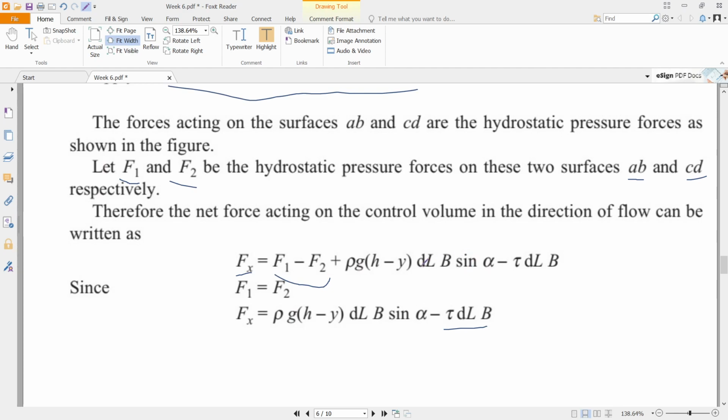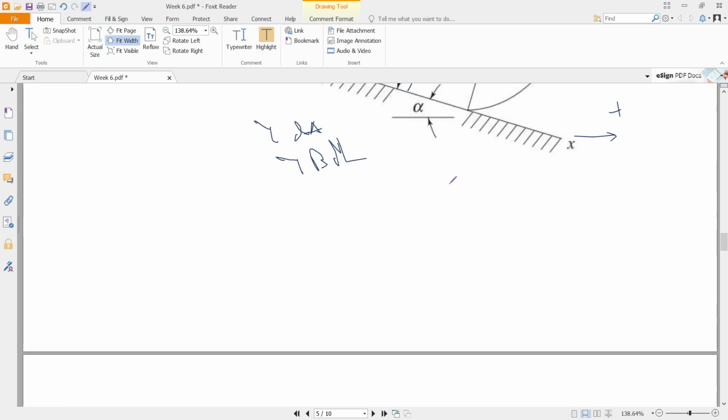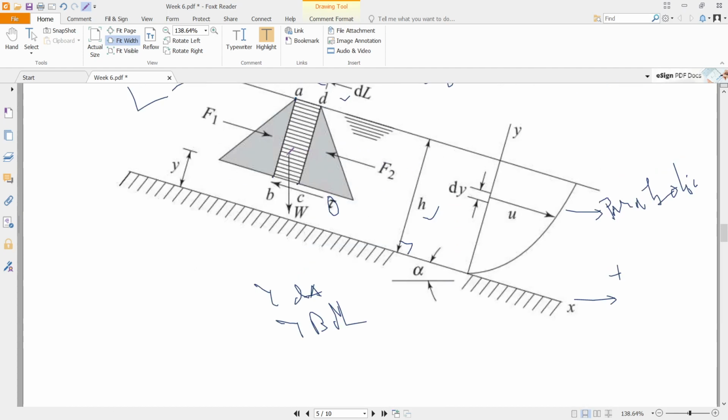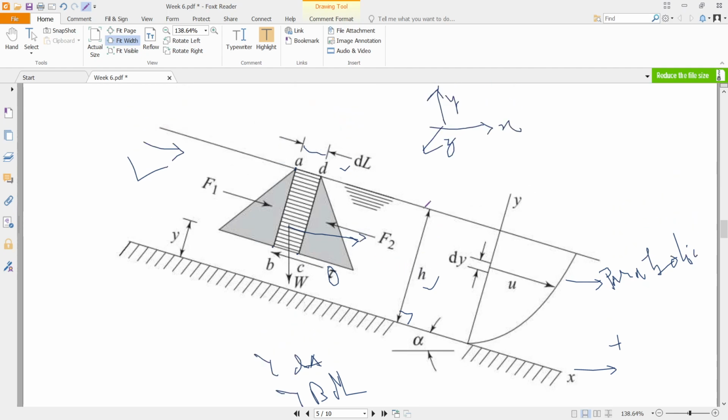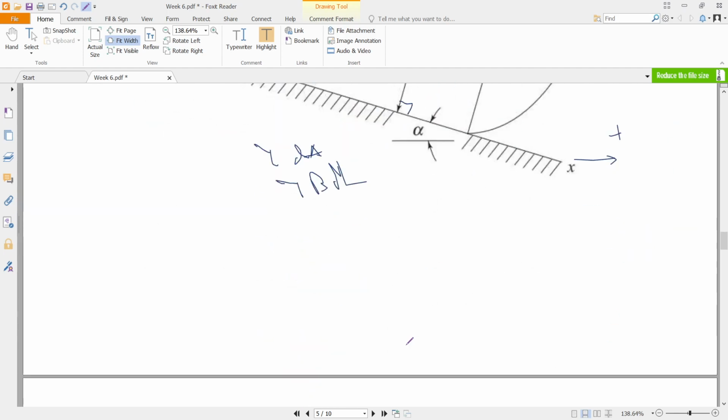And what else is there? Rho g h y dl b sine alpha. What is this? This is nothing but the component of the weight of this control volume along the flow direction. Okay, the component of the weight along the flow direction. And what is this angle alpha? Okay, see, the angle alpha is this one. The channel bed is making an angle alpha with the horizontal. Okay, so this is angle alpha.